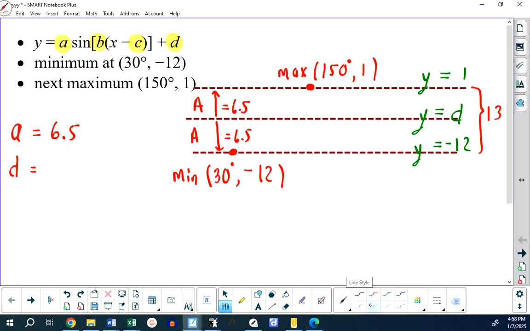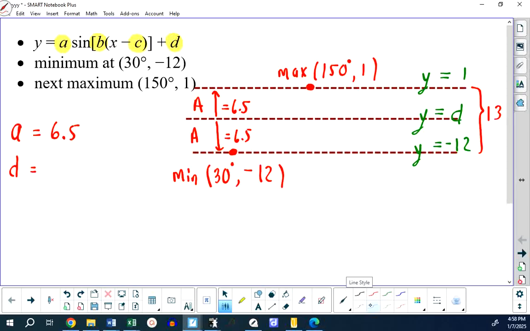You might be wondering, can I use negative 6.5? I certainly can use negative 6.5, and all that would mean is that the graph would be vertically inverted relative to if it were positive 6.5. It doesn't really matter. If you want to use negative 6.5, you can. I'm going to stick with positive 6.5.